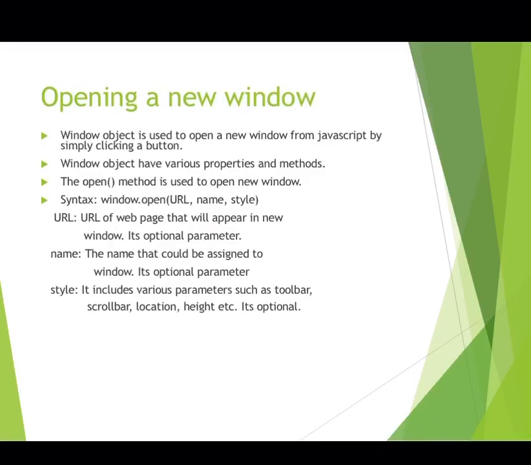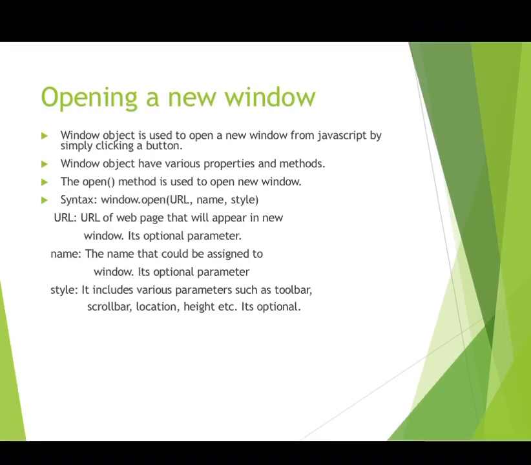Opening a new window. A window object is used to open a new window from JavaScript. On the click of a button we are going to open a new browser window, and the window object is used to open it. This object has certain properties and methods, and one of the important methods of the window object is the open method. With the help of the open method we open a new browser window.